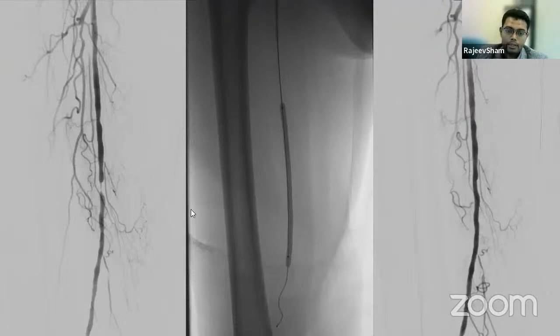Another case. If you see this angiogram here, you can see there is a severe stenosis of the superficial femoral artery here. And then we proceed with balloon angioplasty. And after balloon angioplasty, we managed to reconstitute the stenosis. You can see the stenosis has dissolved.